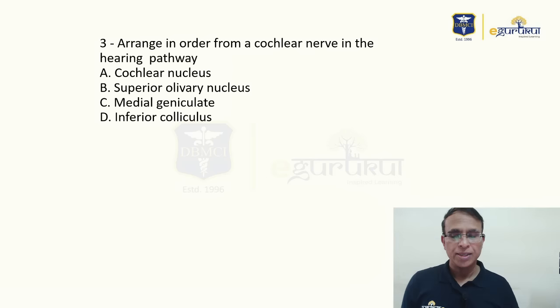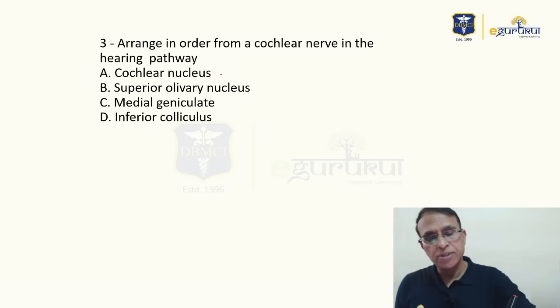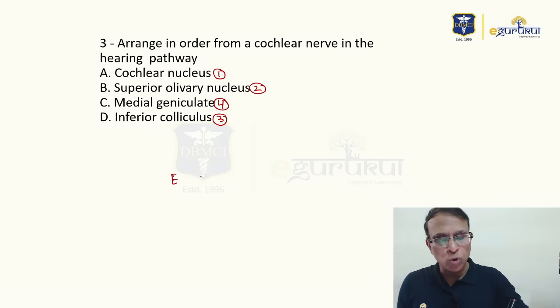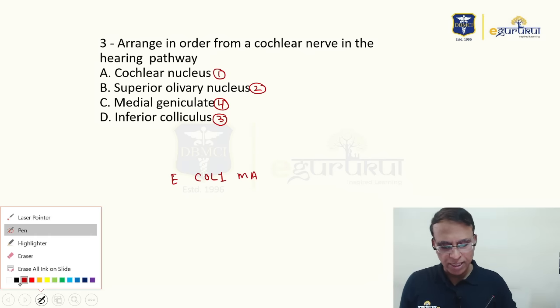Okay. Next one. Now this is a straightforward simple question. Arrange in order of the cochlear nerve in its hearing pathway. First is cochlear nucleus, second is superior olivary nucleus, third is inferior colliculi, and fourth is medial geniculate ganglion. That mnemonic, E. coli ma, remember? We have discussed this in the classes and in the app.